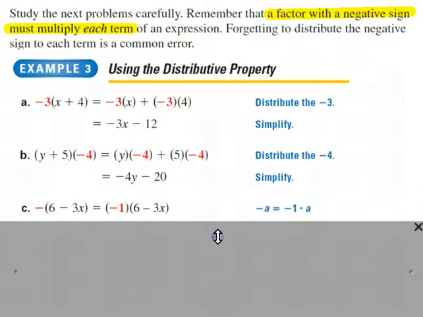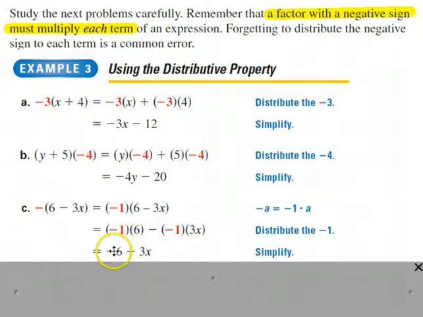Perhaps most challengingly, here this negative on the outside. Students often get confused here. Think of this as negative 1. Negative 1 times 6, and that's exactly what they've done here. And negative 1 times negative 3x. Well, negative 1 times 6 gives you that negative 6 you get here. But negative 1 times negative 3x, those negatives cancel and it becomes positive 3x.